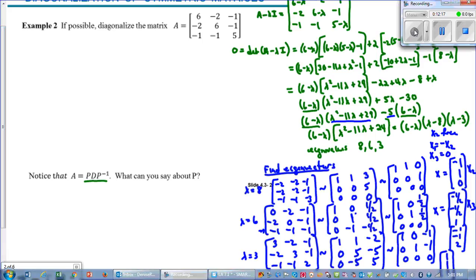Okay, so now we're ready to get started. We have eigenvectors corresponding to 8 is negative 1, 1, 0, to 6, negative 1, negative 1, 2, and to 3 is 1, 1, 1. Now, if we were diagonalizing back previously, we would just take those vectors, put them in the columns. They're going to be linearly independent. We get our matrix D by putting those eigenvalues in the diagonal, and we're set.